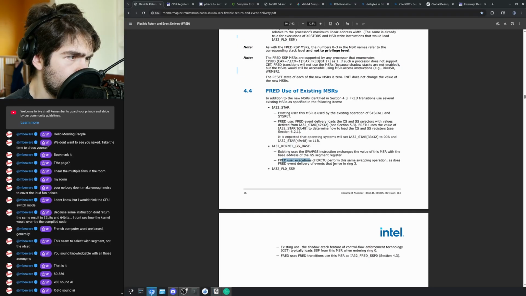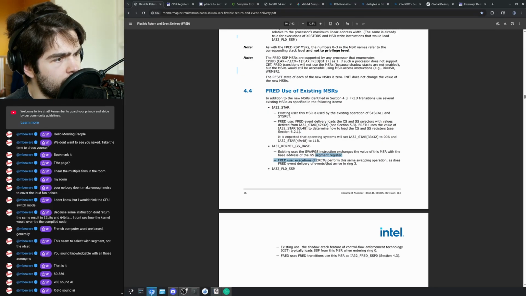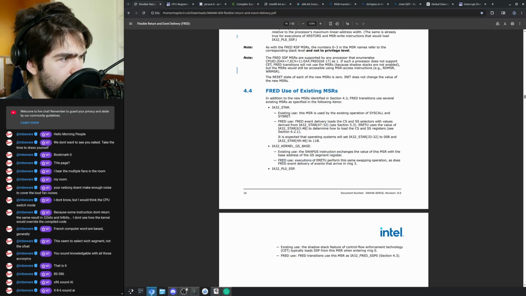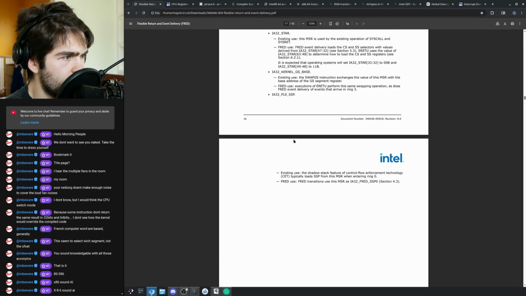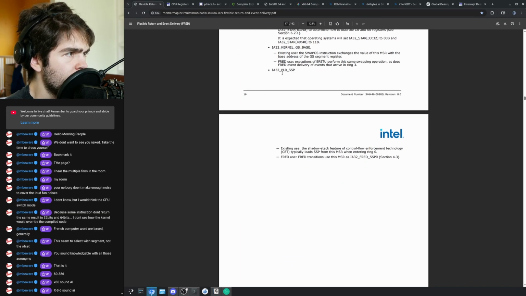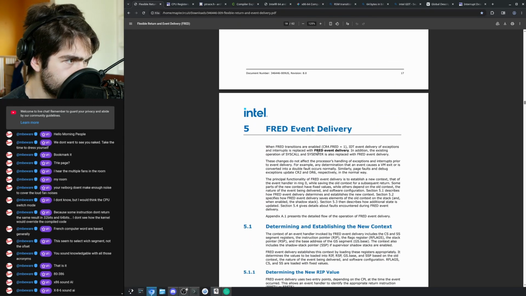FRED user execution of the event return to user performs the same swapping operation as it does at FRED event delivery for an event that arrives in ring 3. Okay, I'm not sure if I understand that, but who gives a shit? IA32_PL0_SSP. Okay, that's just the shadow stack thingy.